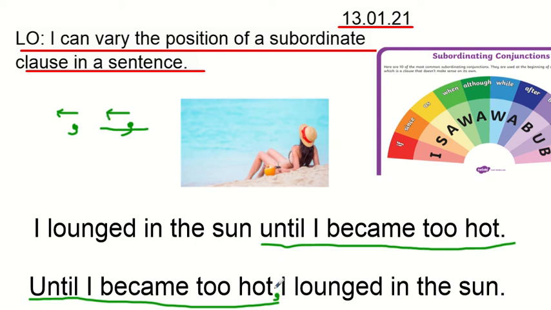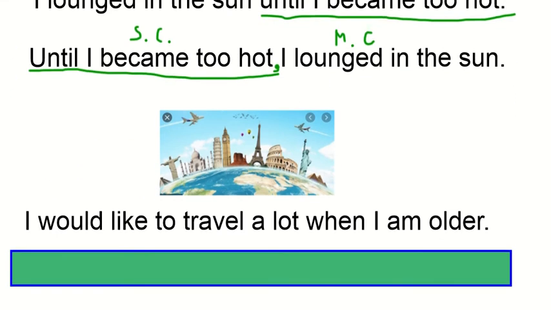Why do you think I put the comma here? You're absolutely right, year 5 and 6. I've placed the comma after the subordinate clause. Until I became too hot, comma, I lounged in the sun. We've got our subordinate clause and our main clause separated by a comma. Let's have a look at another example then.